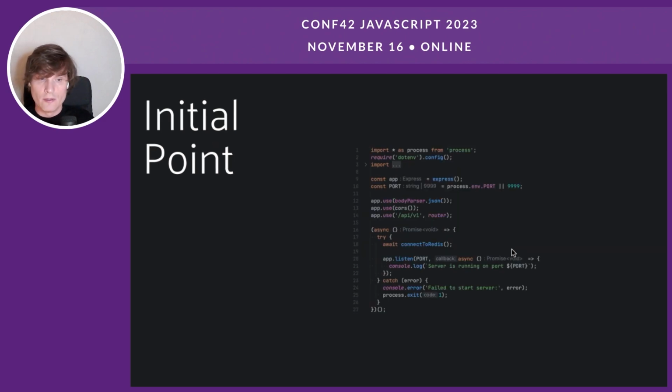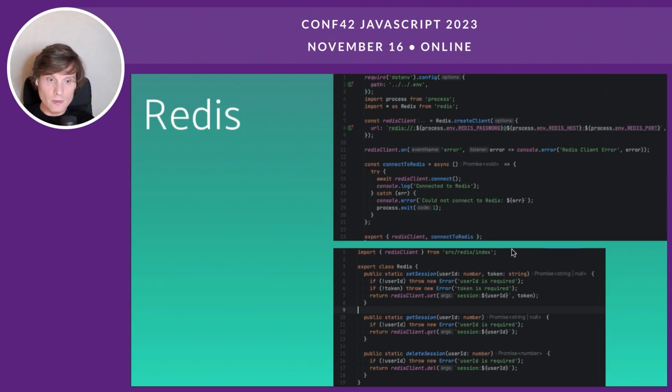And now slowly we can arrive at the initial point where our application is starting. So very easy one. We just gonna start our application, we identify the router, and we do this connection to Redis, and literally that's it. So let's briefly take a look at Redis. It's just a plain setup.